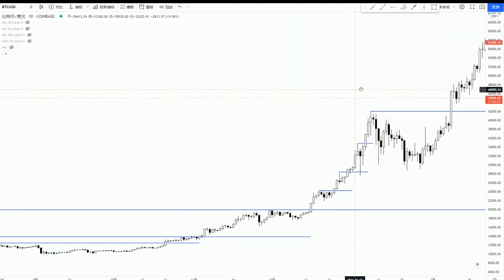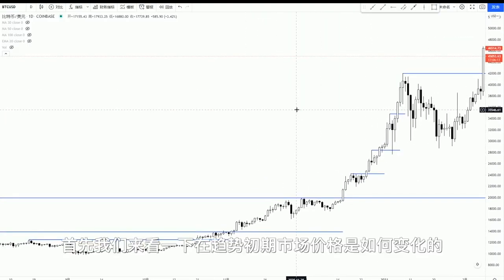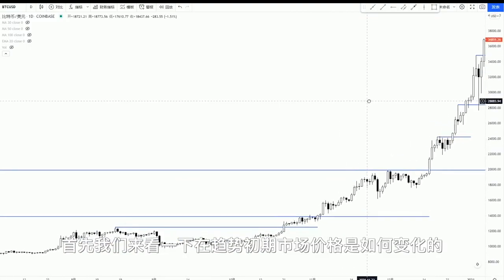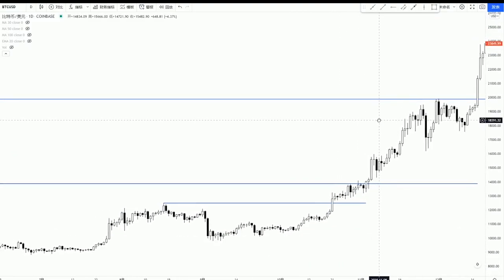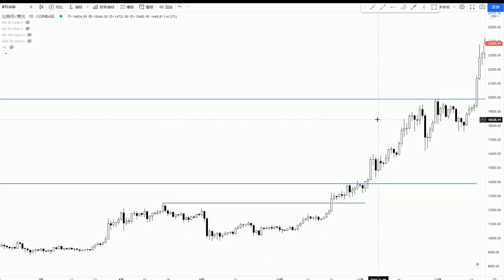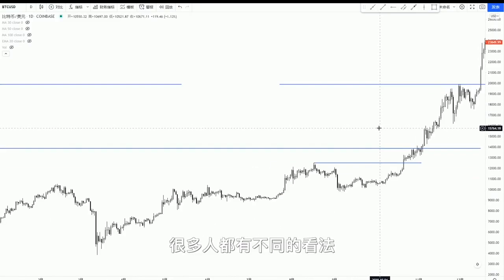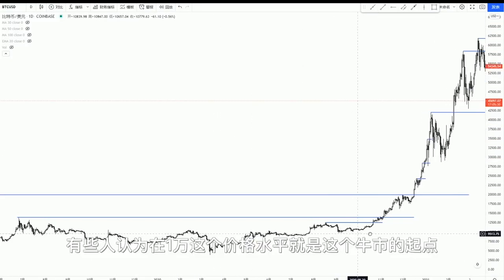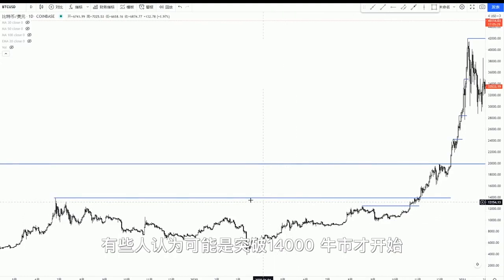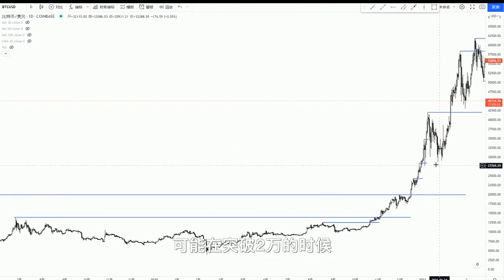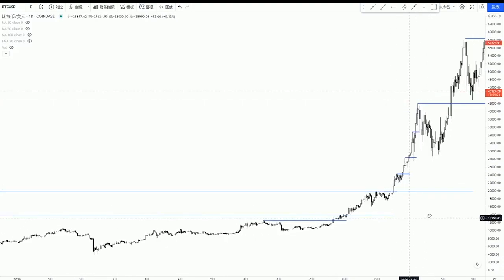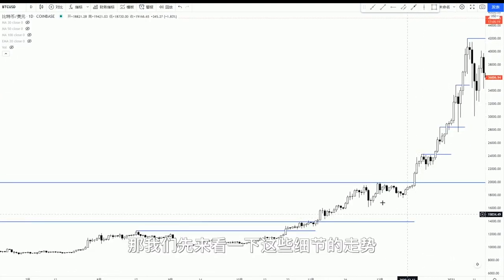First, let's look at how the market price changes at the beginning of the trend, and how the bulls and bears participate. There are many different opinions about where last year's great bull market started. Some people think 10,000 is the starting point, some people think maybe 14,000, and some people think maybe 20,000. So let's look at some of the details.